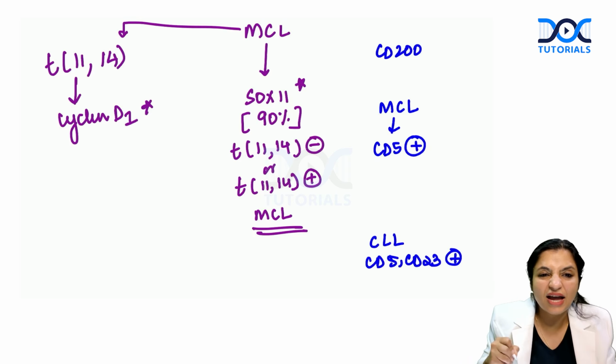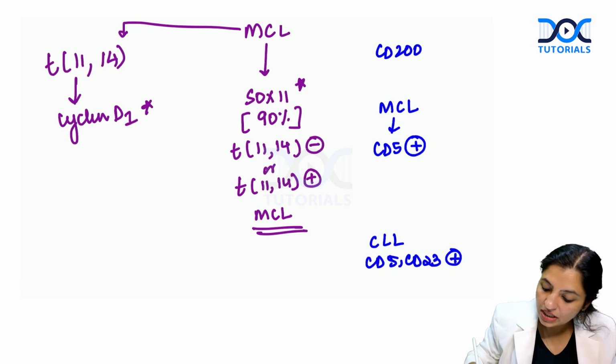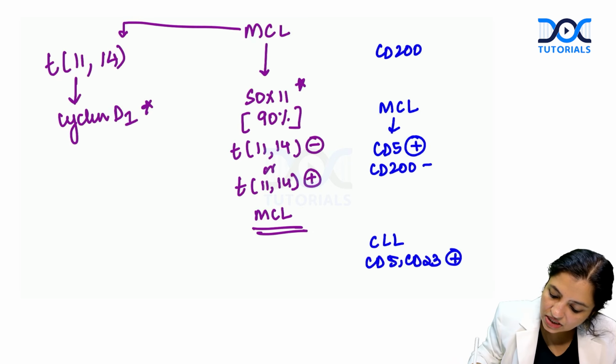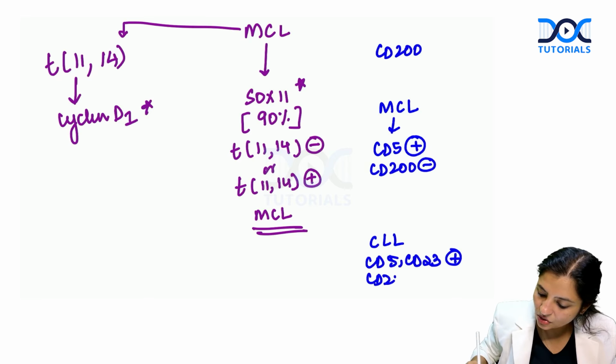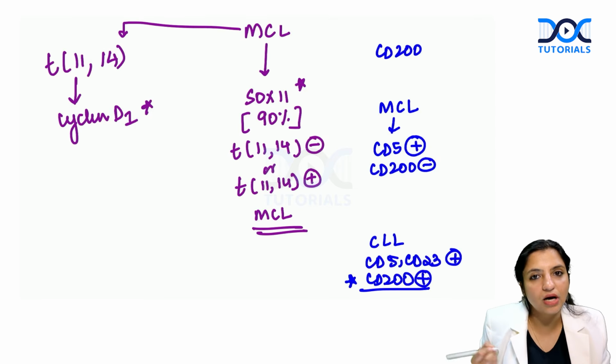But sometimes we have doubt whether it is a mantle cell lymphoma or a CLL, then we use CD200. Mantle cell lymphomas are always CD200 negative, CLLs are always CD200 positive. So that is one thing which you have to be very, very clear. Okay, so CD200, I told you, is a marker for CLL.